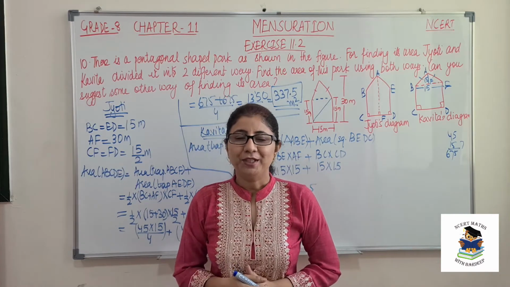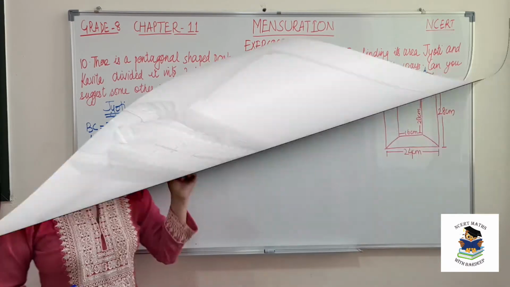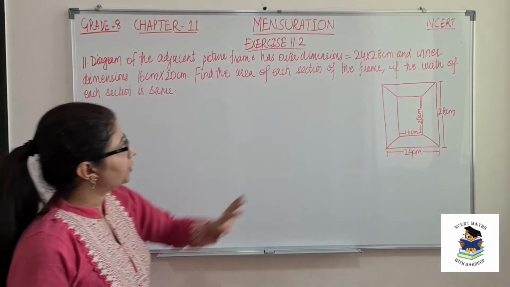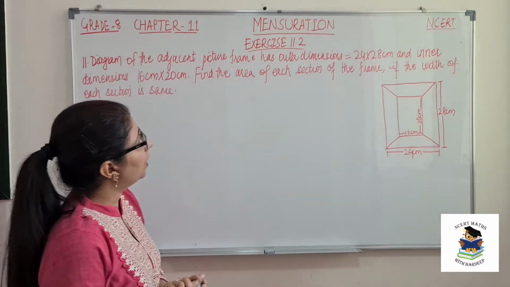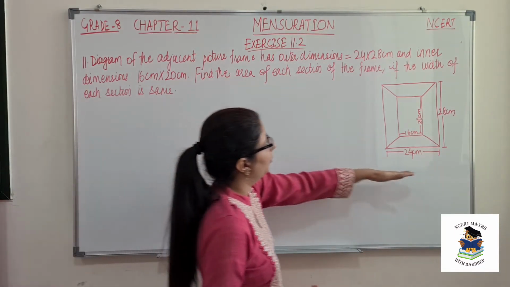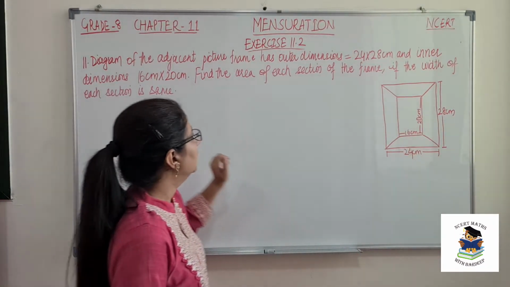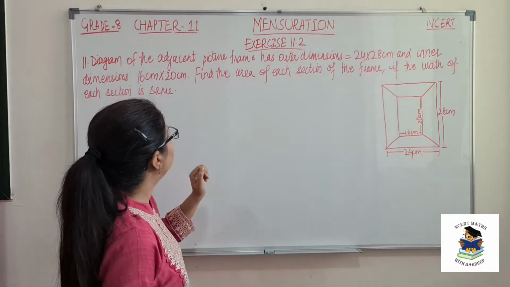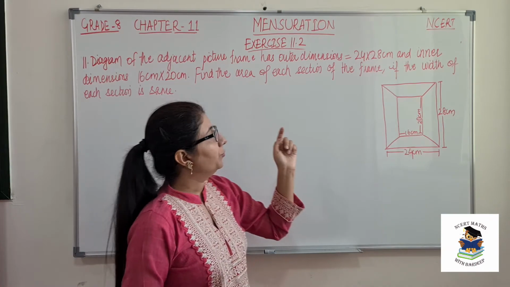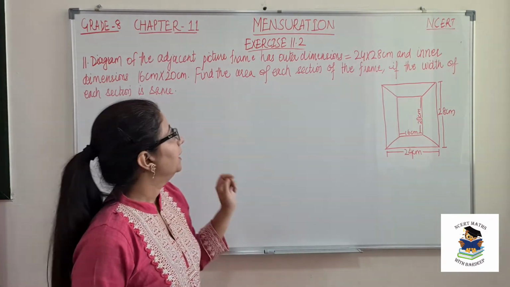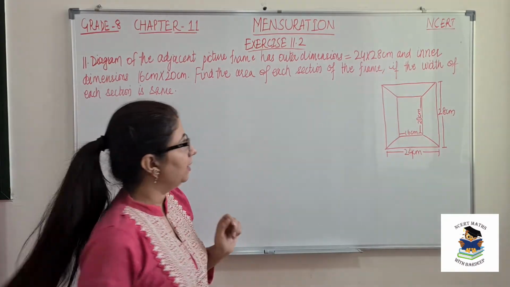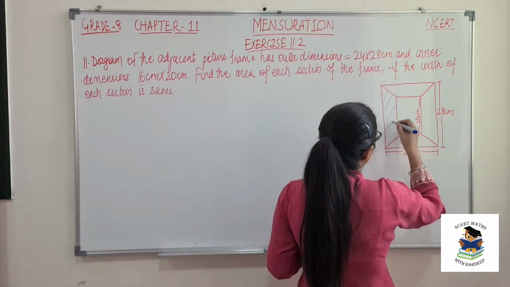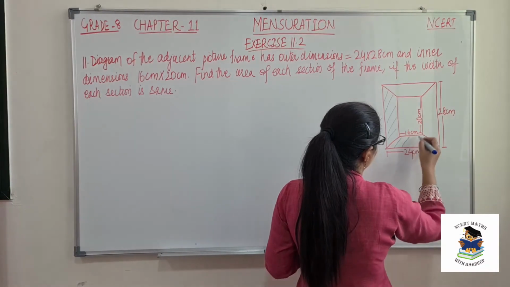Now let's move on to the last question of this exercise. So let's see the 11th question. Diagram of the adjacent picture frame, that is this, has outer dimensions 24 by 28 centimeter and inner dimensions as 16 by 20 centimeter. Find the area of each section of the frame. If the width of each section is same, so that means we should find these areas.